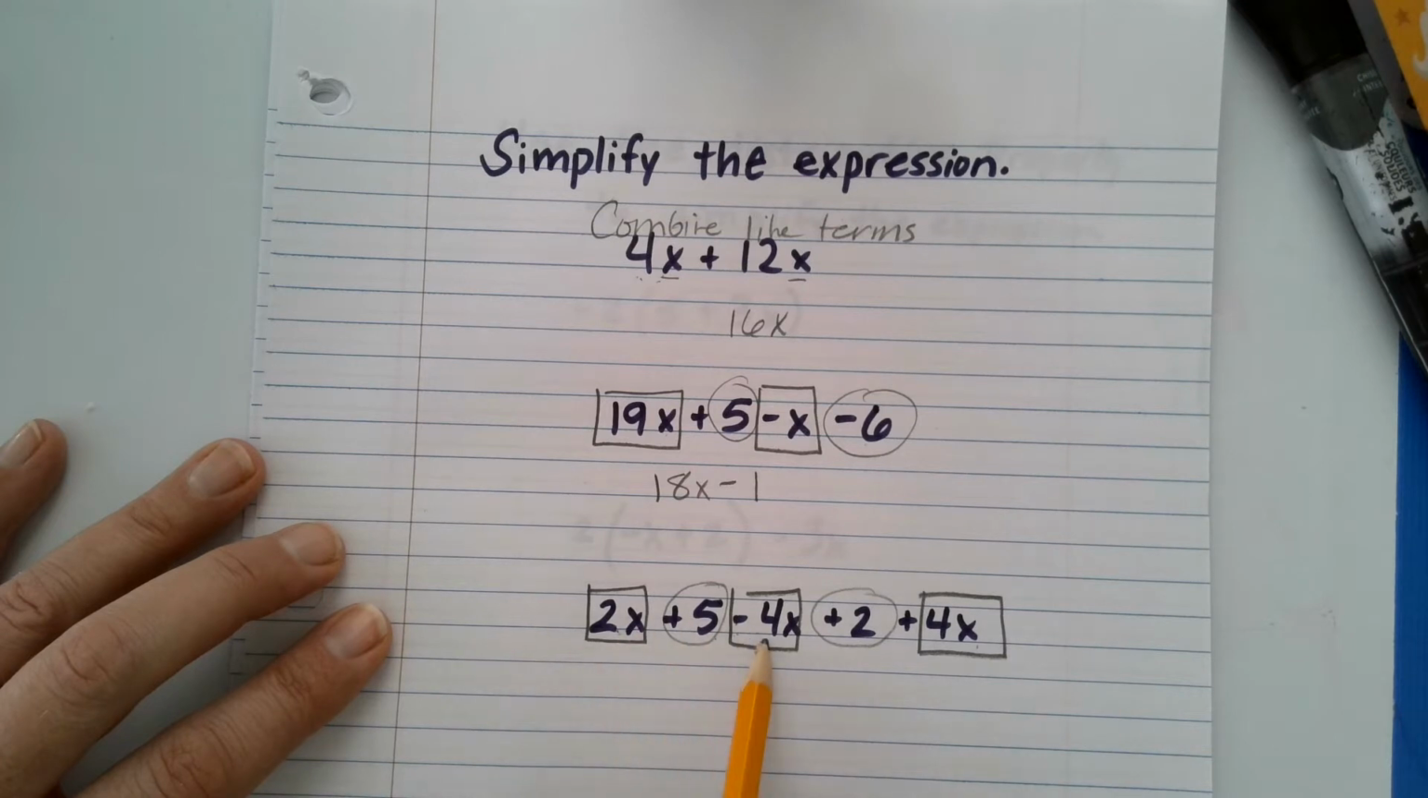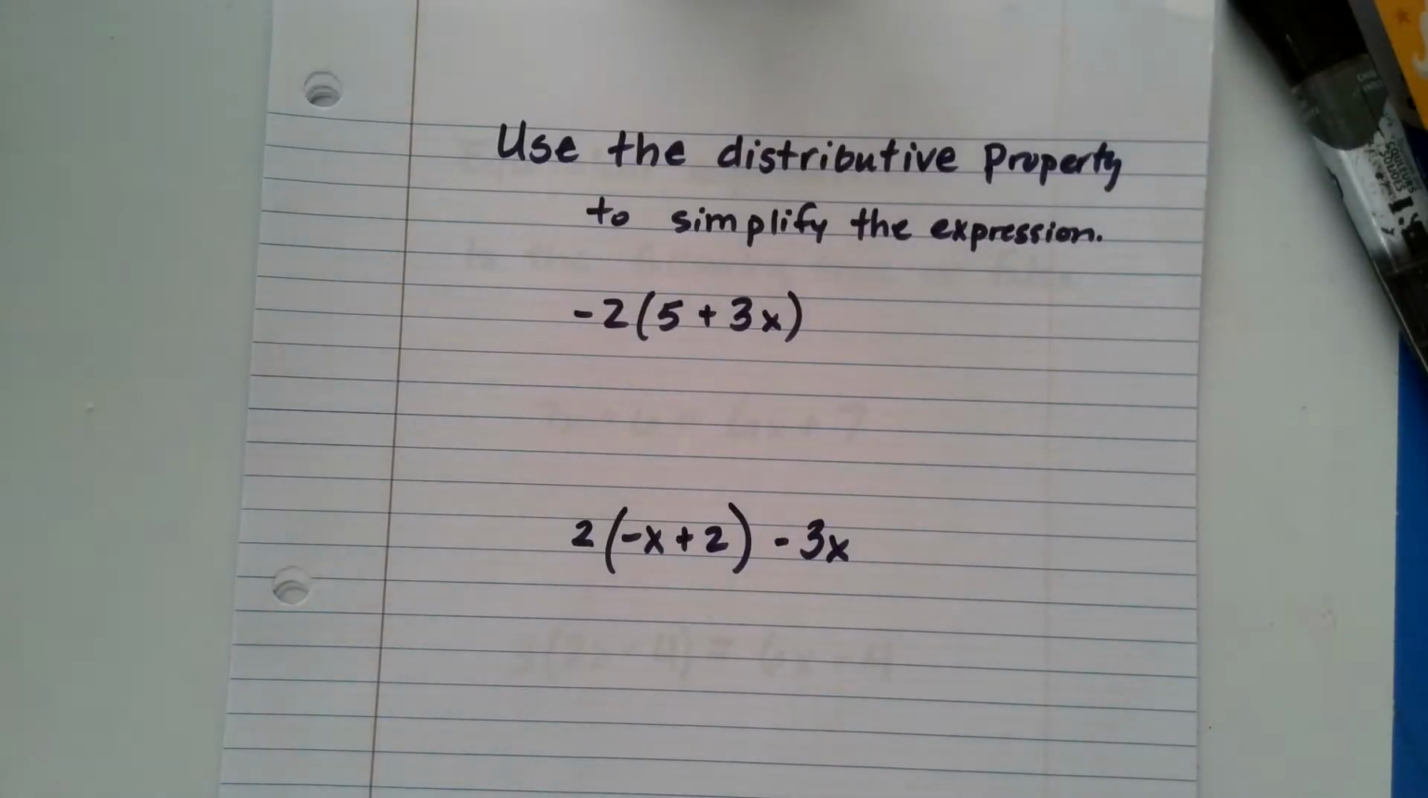So 2x minus 4x gives us a negative 2x. Plus 4x gives us a positive 2x. Another way to think about it is that these are opposites and cancel each other out. 4x minus 4x gives us 0, so we're just left with 2x. And then when we add our constants, 5 plus 2 is 7. All right, we're off to a good start.